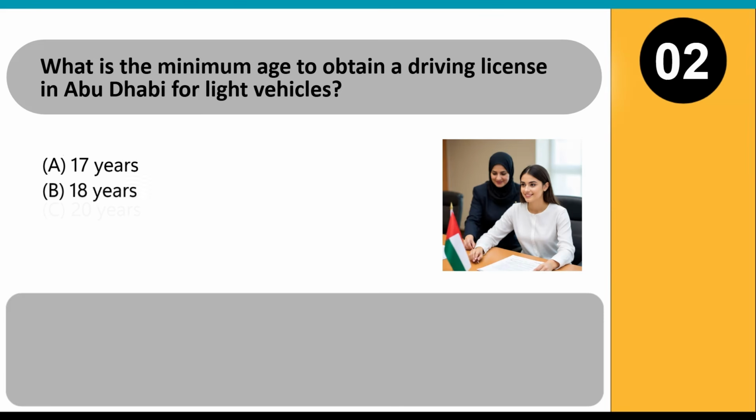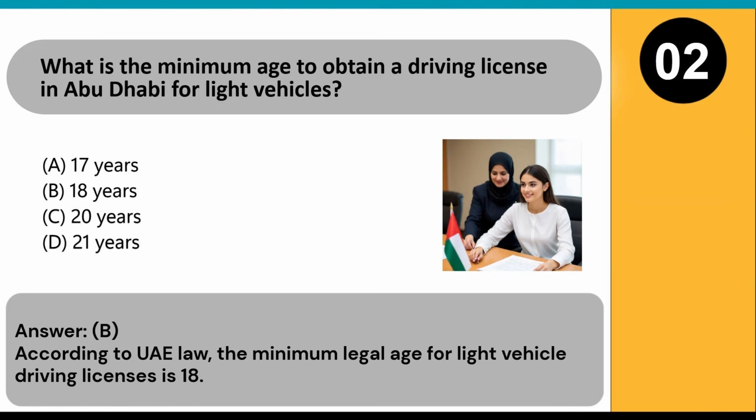What is the minimum age to obtain a driving license in Abu Dhabi for light vehicles? A. 17 years. B. 18 years. C. 20 years. D. 21 years. Answer: B. According to UAE law, the minimum legal age for light vehicle driving licenses is 18.